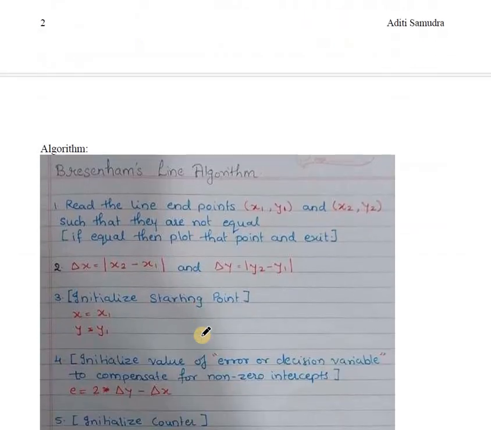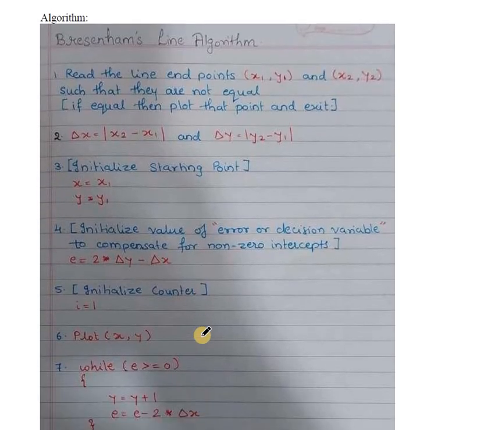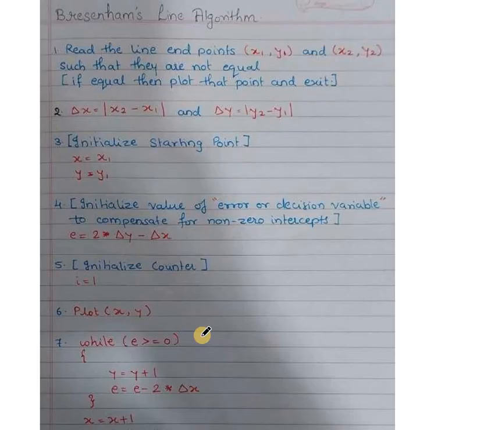Now for doing this, we have a term called E. E is called the error term or the decision variable in Bresenham's line drawing algorithm. If you carefully observe the first three steps of this algorithm, you will see that they are exactly the same as in the DDA line drawing algorithm.